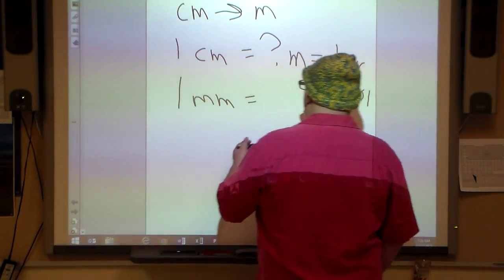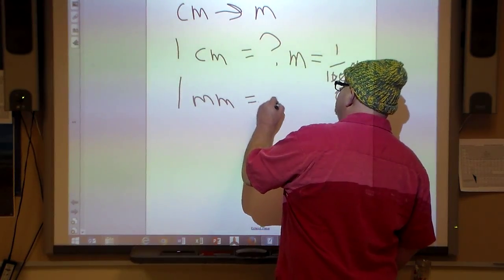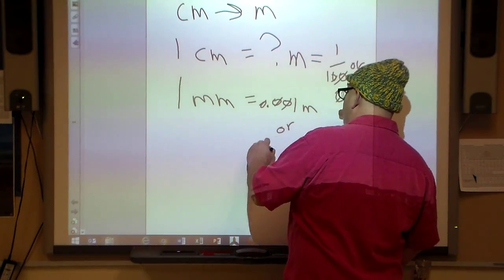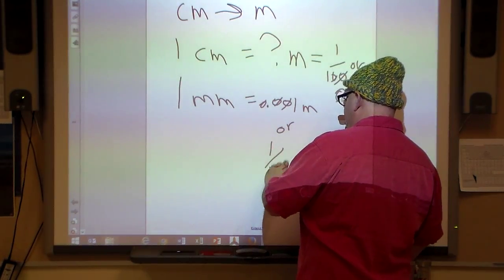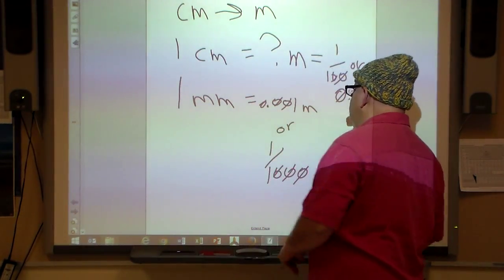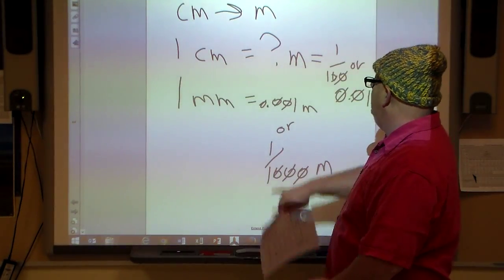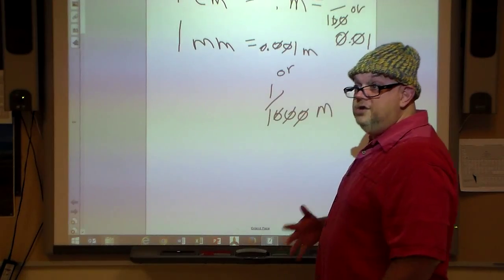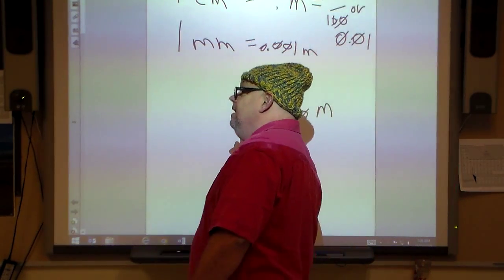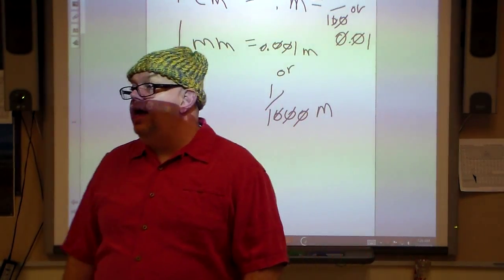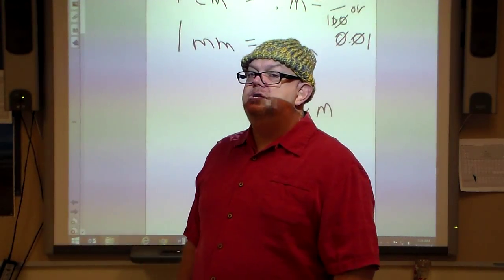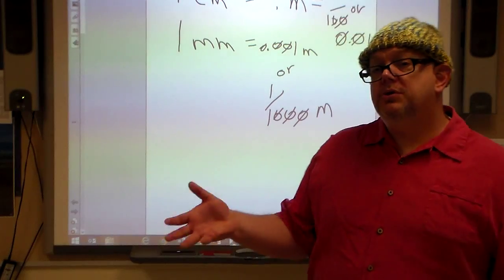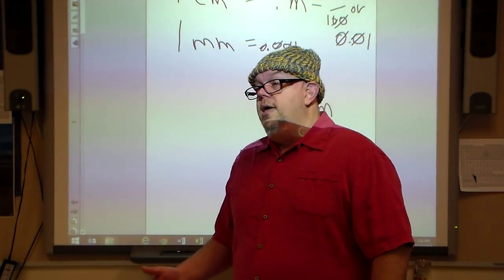A millimeter is equal to 0.001 of a meter, or 1/1000th of a meter. So I did that in decimal and fractional. So if I were to ask a question like, hey, this guy has got a 5 centimeter long stick, how many meters is it? Well, you know it's going to be less than 1.